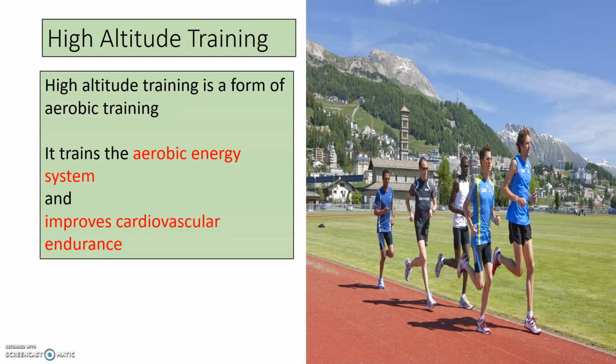So what's the purpose of high altitude training? In essence, we're talking about an aerobic type of training. So training with oxygen. And ultimately, we're looking to train our aerobic energy system. Okay, so that's with oxygen. And we're also looking to improve the cardiovascular endurance. Okay, so the ability of the heart to pump blood to the working muscles, getting that oxygen to the working muscles so we don't fatigue as quickly.